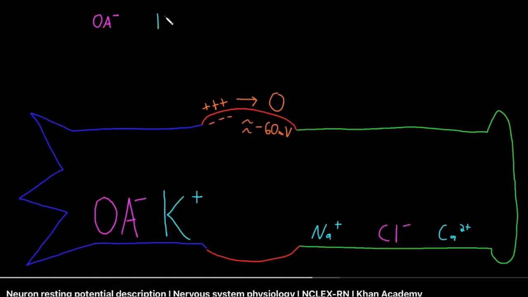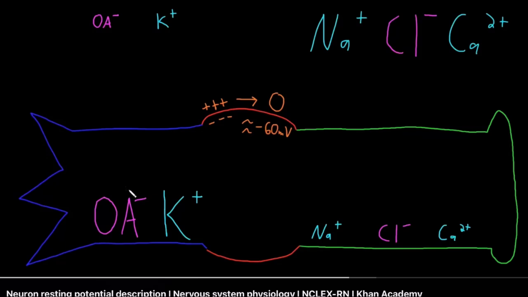I'll write a small K+ outside the neuron compared to a large K+ inside, because the concentration of potassium is higher inside the neuron than outside the neuron. And the opposite is true for these other 3 ions. So the concentration of sodium is much higher outside the neuron than inside the neuron, as is the concentration of calcium. There's much more calcium outside the neuron than inside, and the concentration of chloride ions is also much higher outside the neuron than inside the neuron.